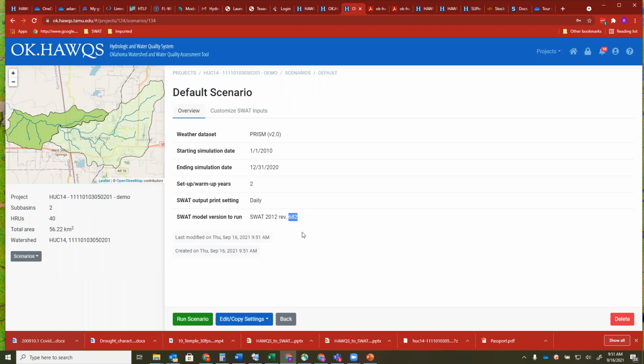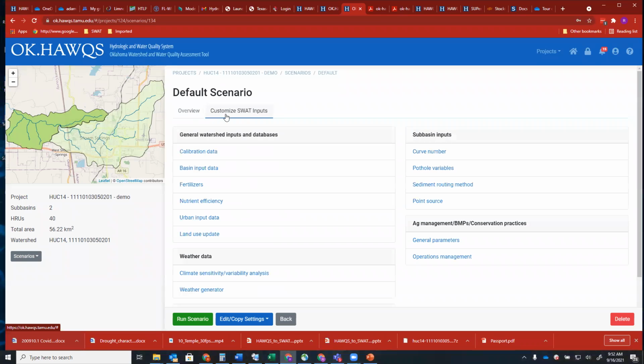Okay, so at this point, I can run that scenario, run the model. Without my explanation, if I had to do this, it should not have taken you more than 2 to 3 minutes to set up, get to the screen, and start running the model. So that's the benefit of the SWAT HAWQS system platform. You can customize, okay? I want to go through some more explanation here. You can customize your SWAT inputs.